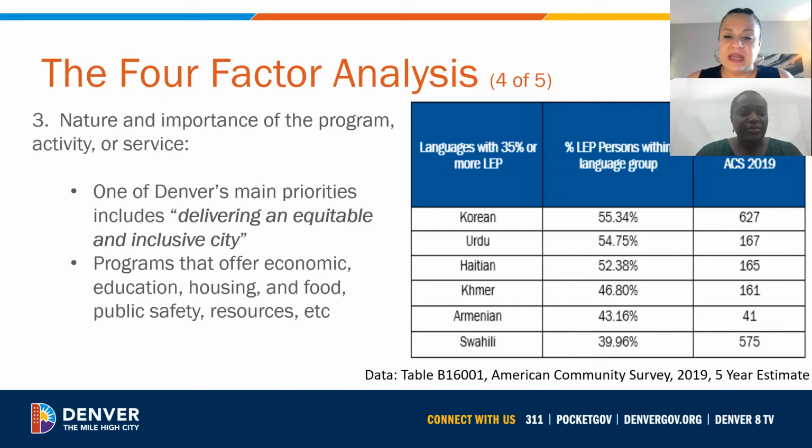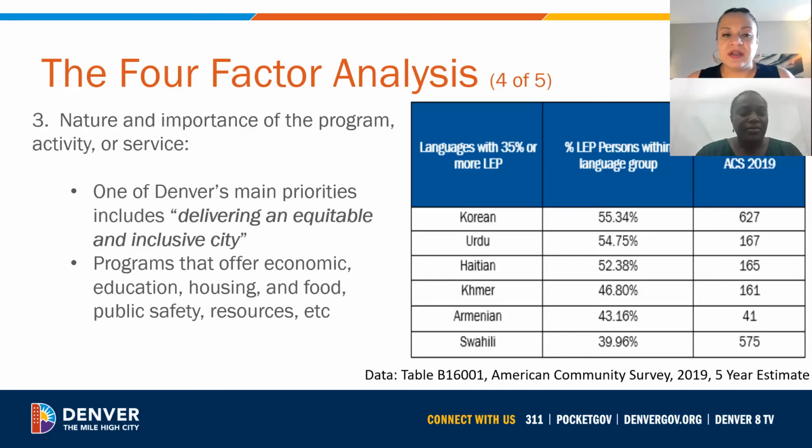Now, the chart on the right side, again, also comes from the American Community Survey. Now, these languages here do not meet the 1,000 population threshold that we talked about previously. But in our analysis, what we did find is that though a small population, they have a very high percentage of LEP residents within that population. As you can see, for Korean language, 55% of that population is LEP, along with the different percentages that you have here for the other languages.